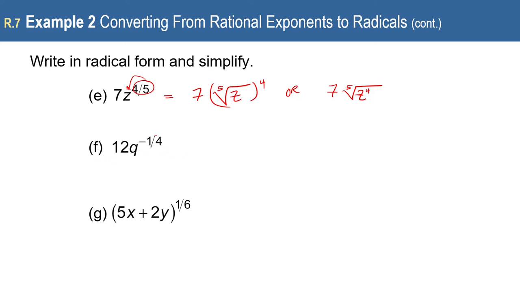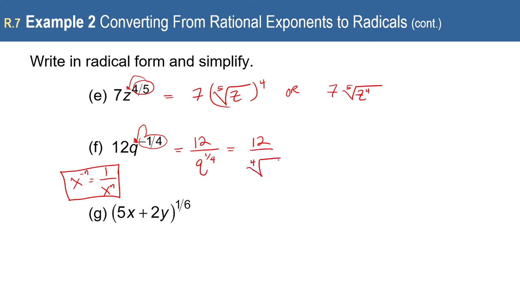For part F, this negative 1/4 only influences the q. So I can rewrite this as 12 over q to the positive 1/4. Recall my negative exponent rule, x to the negative n is equal to 1 over x to the positive n. So I'm using this formula to rewrite our expression. I can rewrite this as 12 over the 4th root of q.